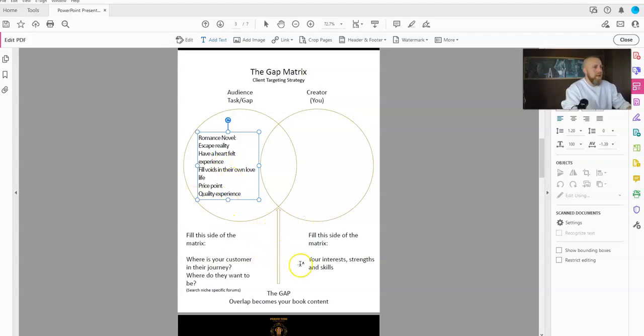All right, so that's that side. Let's look at this one. So fill in this side of the matrix, your interests, strengths, and skills. Okay, so we're trying to determine if in the romance novel niche, what we actually hold within us can actually fill what our customer's looking for.